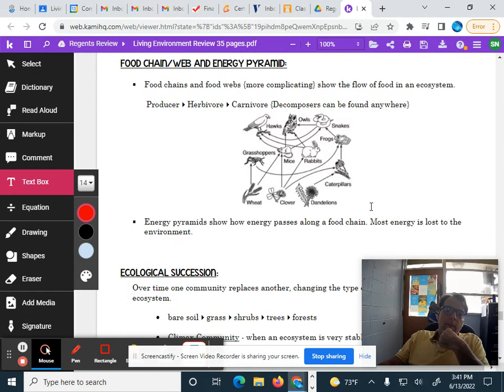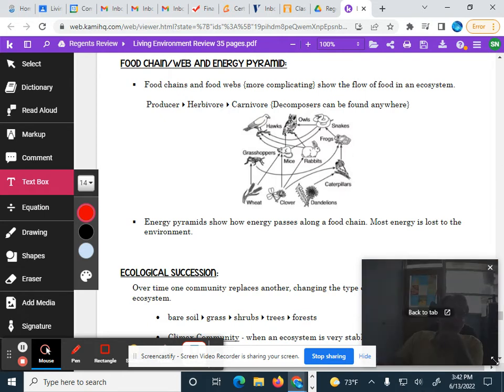Food chain, food web. Food chains show a direct relationship: wheat, grasshopper, to frog, to snake. A food web shows interrelationships. An energy pyramid will show the relationship of energy as it goes up the pyramid. Energy decreases, because animals and organisms metabolize, and a lot of the energy is lost to the environment as heat. These arrows show energy relationships. The wheat does not eat the grasshopper. The energy from the wheat, when the grasshopper eats it, flows into the grasshopper. Very important. That's always on the Regents.